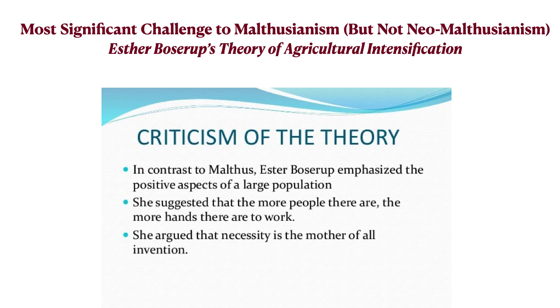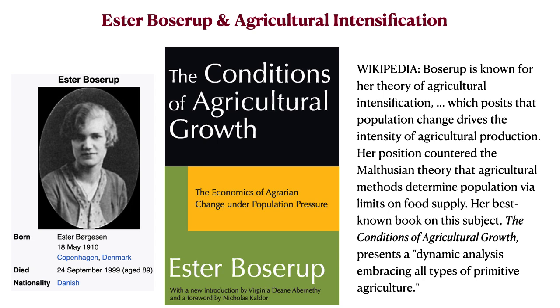And she did suggest that the more people there are, the more hands there are to work. That's rather simplistic, though. That's sort of what Mao Zedong said. Really, her thesis is much more nuanced. She did argue that necessity is the mother of all inventions, that population pressure forces people to adapt, and if they adapt properly, they can sustain larger populations. So her best-known book is The Conditions of Agricultural Growth. I think this was 1966. I'm sorry, I should have put in a date.